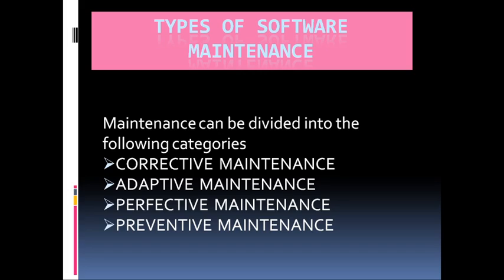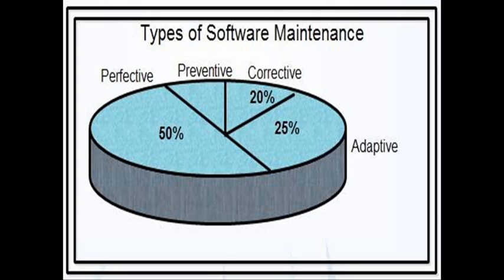Next part is types of software maintenance. There are different types of software maintenance, and it is categorized into the following four categories. First is corrective maintenance, then adaptive maintenance, perfective maintenance, and preventive maintenance. We will discuss all these types of maintenance one by one.